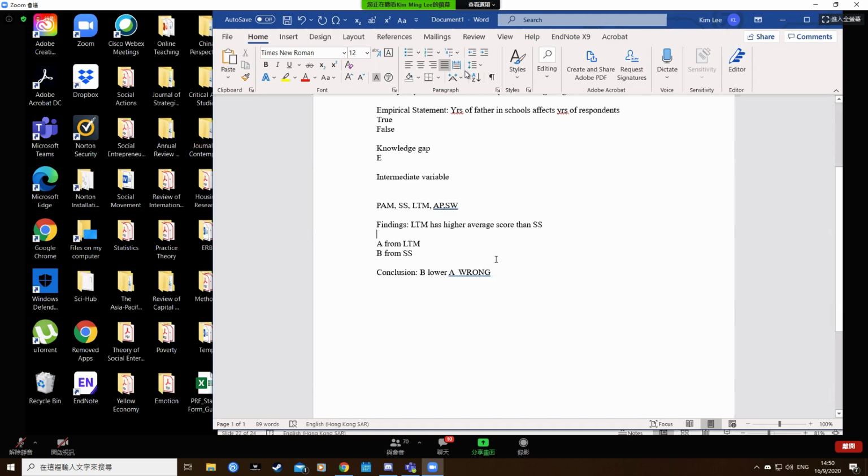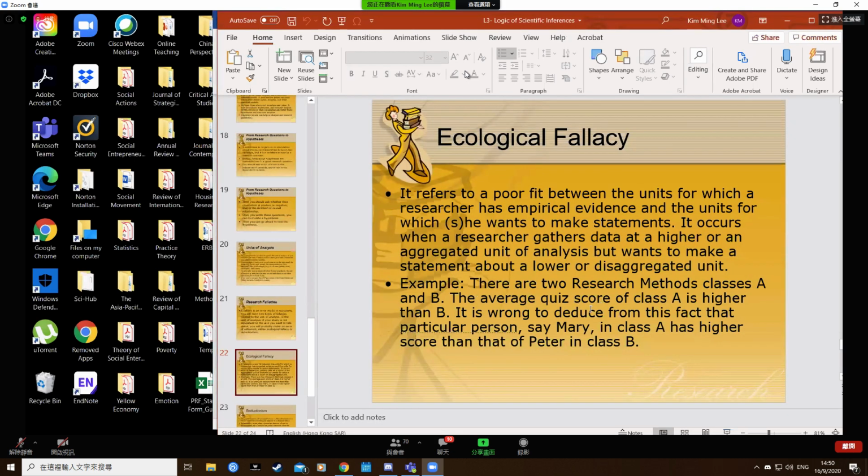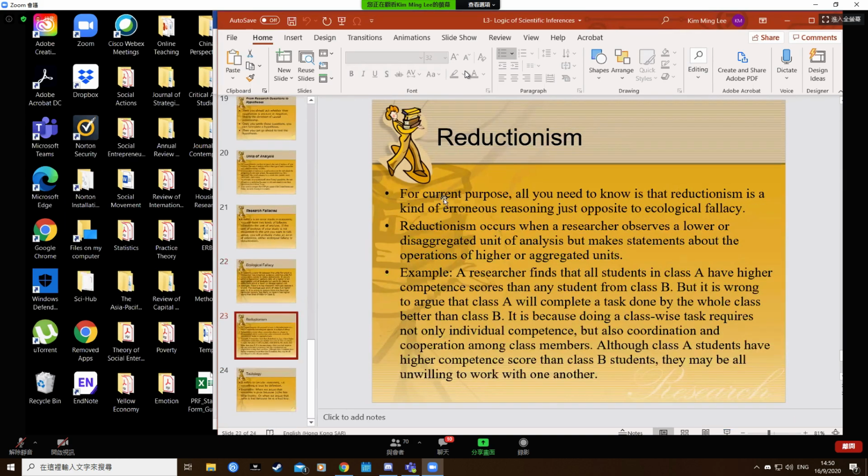That means we mix up two units of analysis. This unit of analysis is at the program level, at the group level. We make that finding, but our conclusion is at the individual level. This is wrong. We mix up two levels. So this is ecological fallacy. Okay? And the other one is the other way around, reductionism.